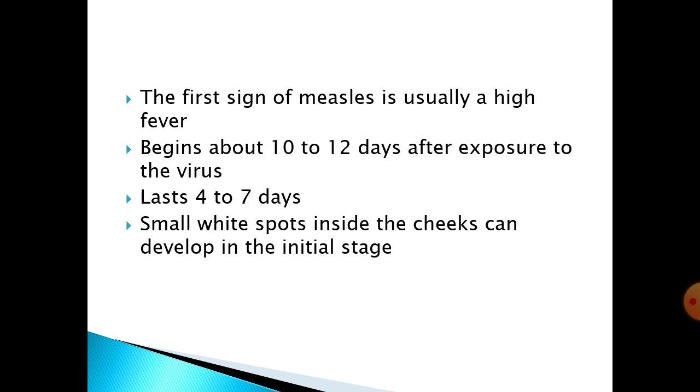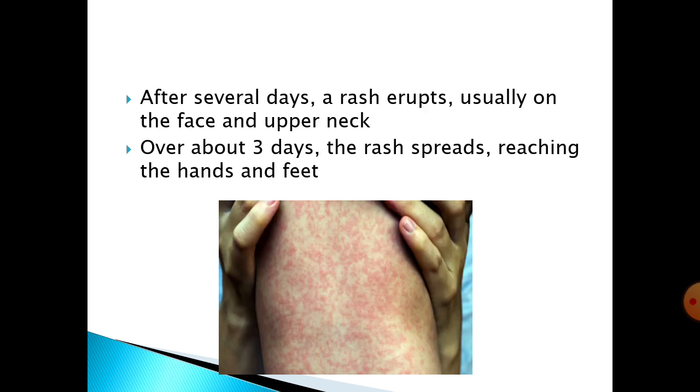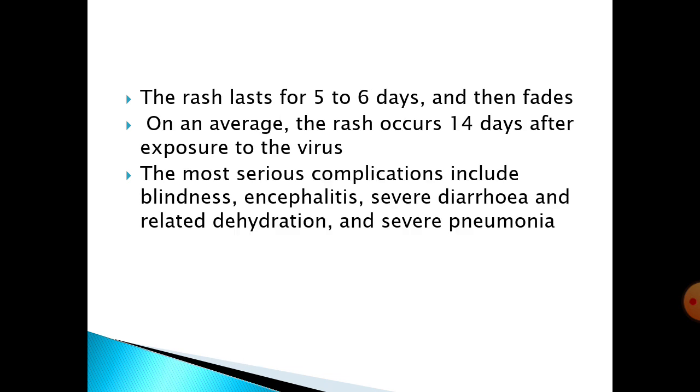The first sign of measles is usually a high fever. It begins about 10 to 12 days after exposure to the virus and lasts 4 to 7 days. Small white spots inside the cheeks can develop in the initial stage. After several days, a rash erupts, usually on the face and upper neck. Over about 3 days, the rash spreads, reaching the hands and feet. The rash lasts for 5 to 6 days and then fades. On average, the rash occurs 14 days after exposure to the virus.